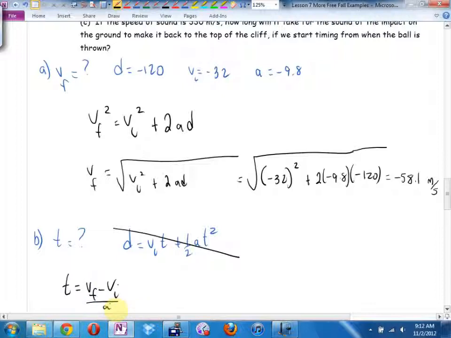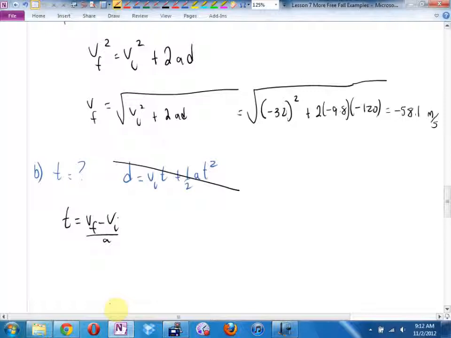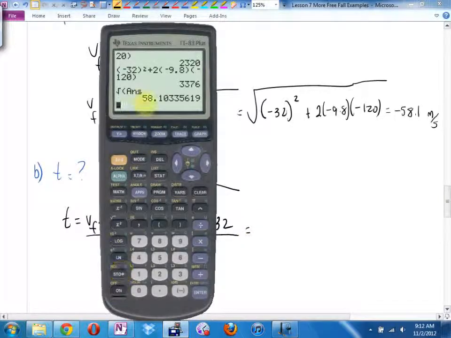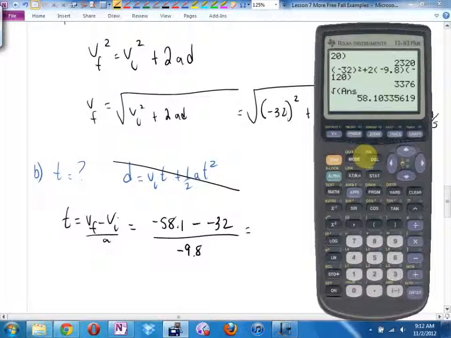This will work as long as I've done A correctly, which is why I spent so much time fussing with my calculator with you folks on A. I've got to depend on this. It's going to be negative 58.1 minus, what was VI? Negative 32, all over, what was A? Negative 9.8. Conveniently, I still have this VI on my calculator.